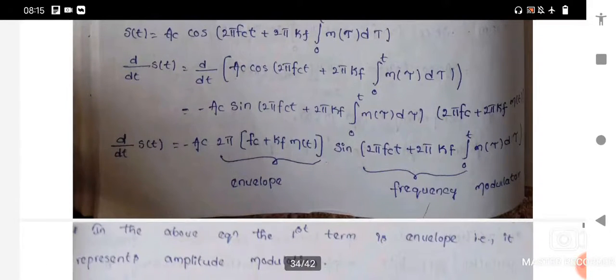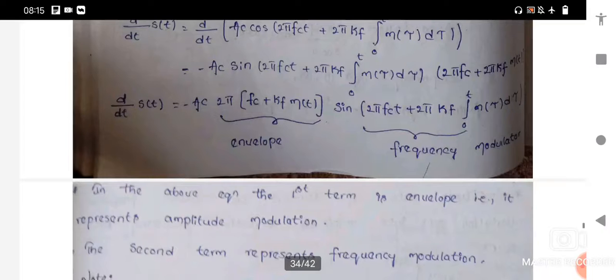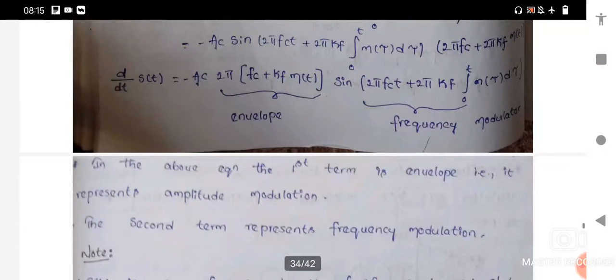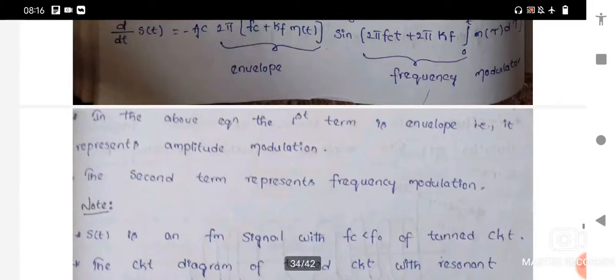That means d by dt of s of t equals minus Ac times 2 pi into fc plus kf into m of t, times sine of 2 pi fc t plus 2 pi kf integral 0 to t m of tau d tau. In this equation we have two terms. The first term represents the envelope, that is 2 pi into fc plus kf into m of t, which represents amplitude modulation. The second term represents the frequency modulation.